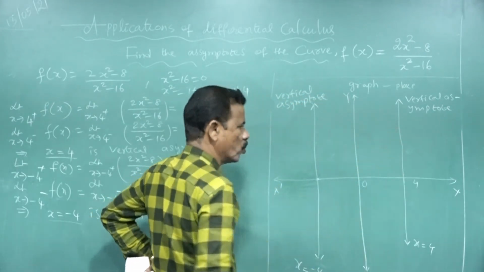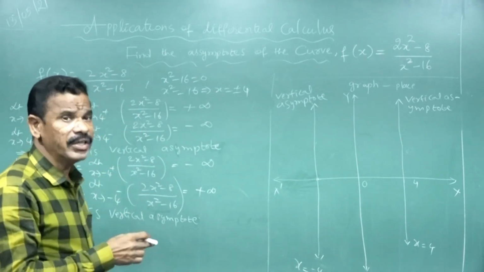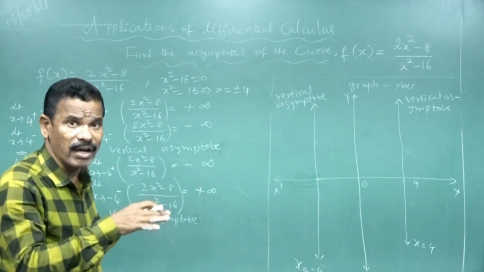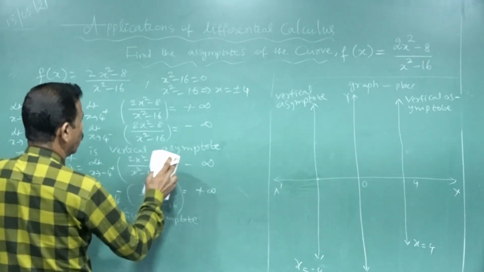Okay, the two are over. After that, is there any horizontal asymptote or not? So we check. This is over. Now again we check.